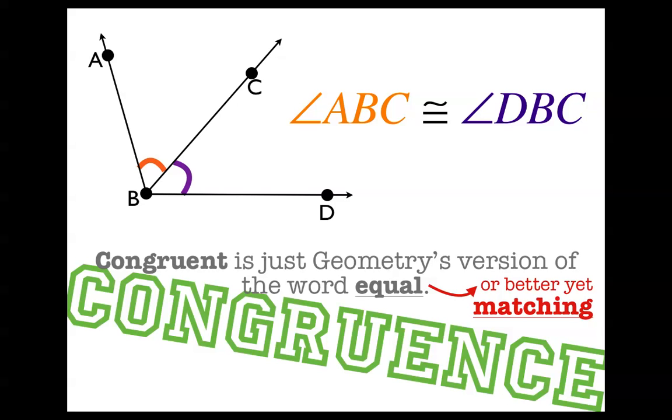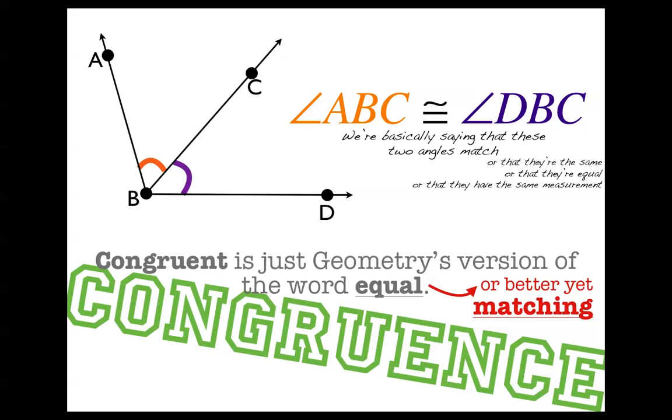I would be telling you that they're equal, but I would also be saying that these two angles basically match each other. Or we could be saying that they're the same, or that they're equal, or that they have the same measurement. Congruent is all of those things all wrapped up in one word. It's saying that two figures match each other, that they're the same, that they're duplicates of each other, and that they're equal in measurement. Okay, so that kind of makes sense.